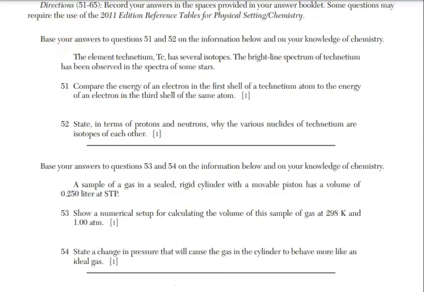Let's get started. I just want to note that you're going to see these lines here that separate a set of questions from another, and there's usually in this part some information that goes along with the questions or statements. Sometimes it's helpful, sometimes it's not, but just realize it's there. In this case, we're talking about the element technetium that has several isotopes. The bright line spectrum of this element has been observed in the spectra of some of our stars.